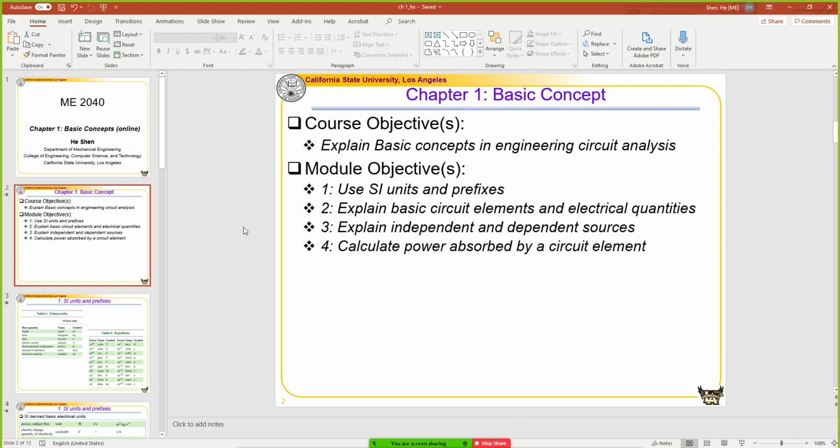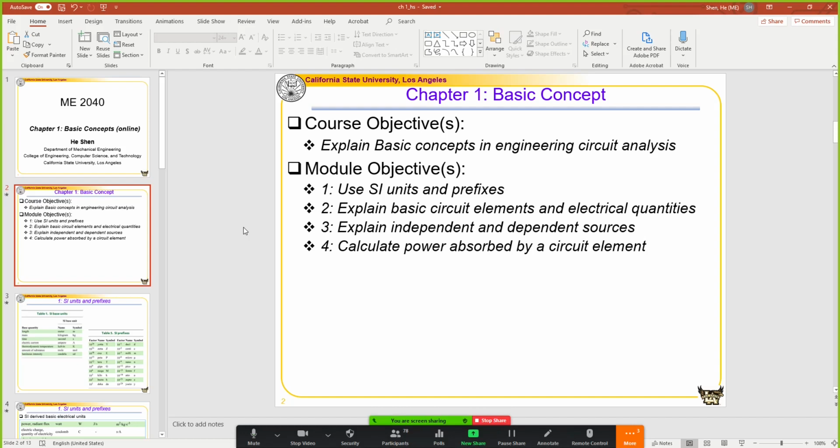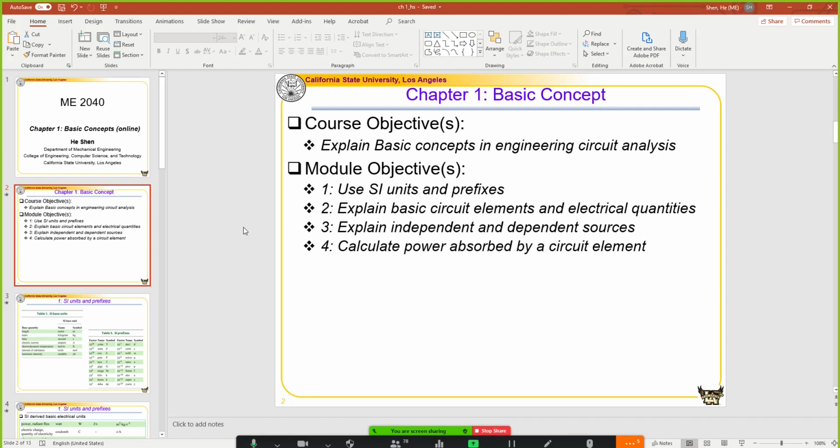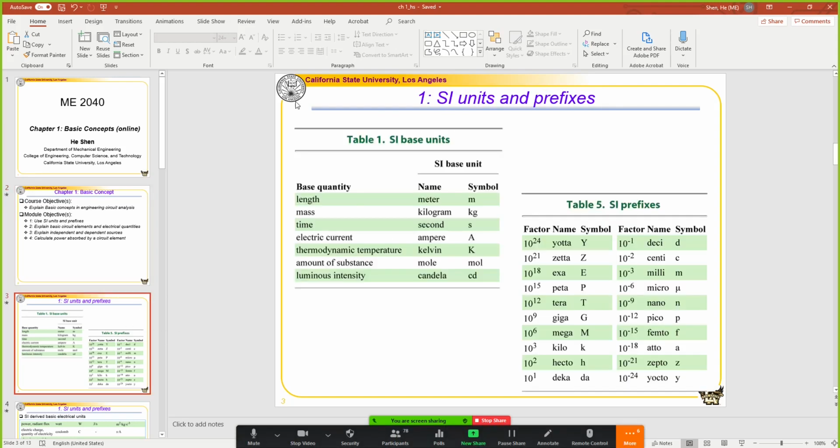The first is to use SI units and prefixes. Second, explain the basic circuit elements and electrical quantities. The third is to explain the independent and dependent sources. And the last topic is to calculate the power absorbed by a circuit element. So the first topic is about SI units.